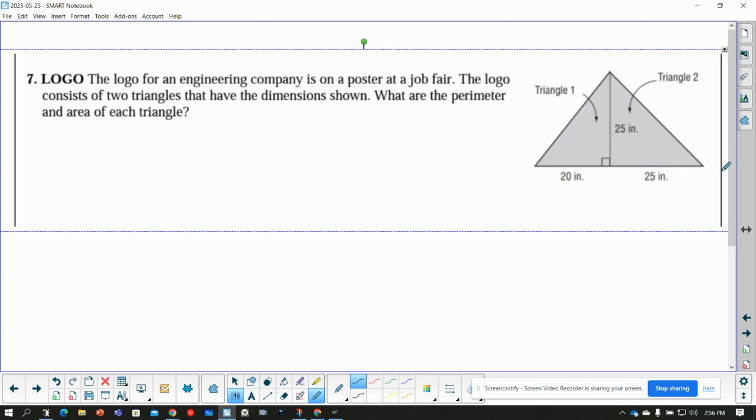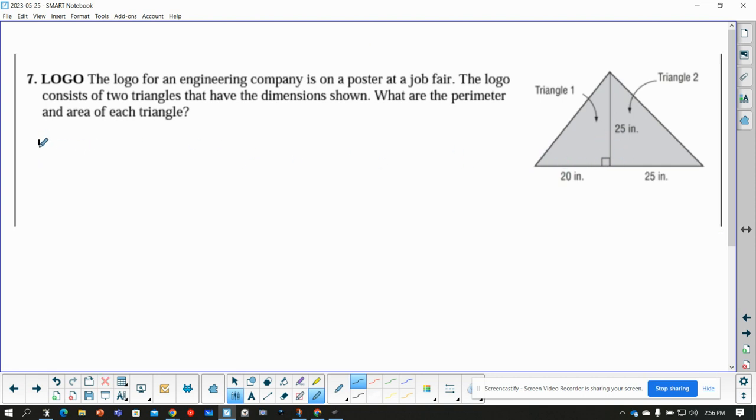Okay, so the area of triangle 1 would be area equals 1/2. Don't forget my 1/2 because it's a triangle, times 20 times 25. That's going to be triangle 1. Triangle 2 area is going to be 1/2 times 25 times 25. Okay, so that's the areas. That's what we're going to do to find the areas.